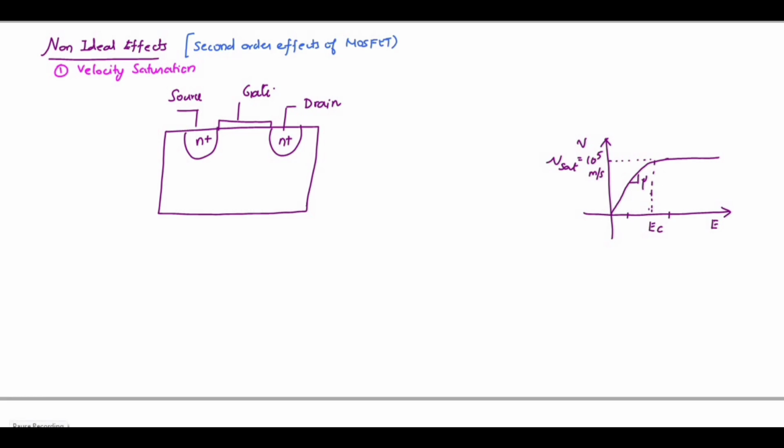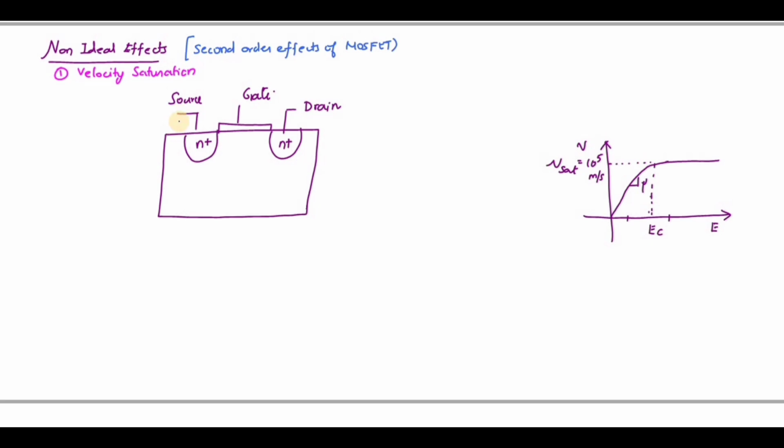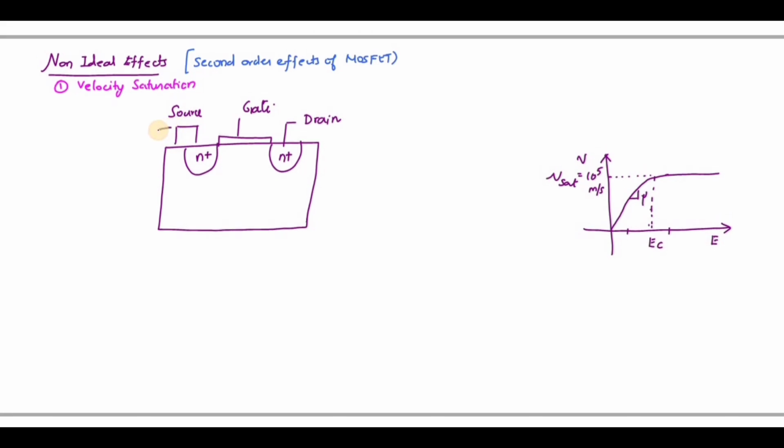Now let us discuss what velocity saturation is. So this is my MOSFET here. For an NMOS, the source and bulk have to be grounded, and for the drain you have to give a positive voltage. This will attract my electrons to flow in this direction, so that my IDS will flow in this direction, right?